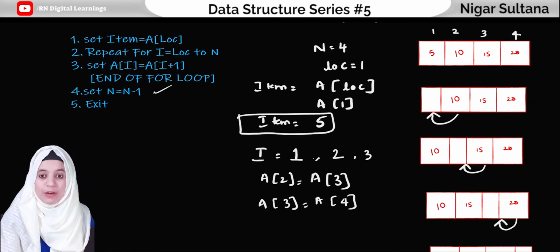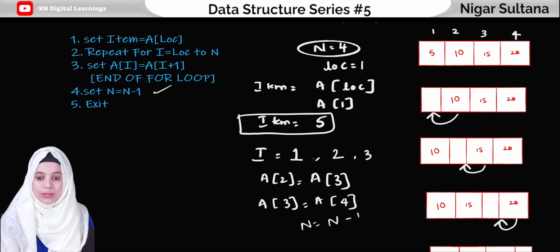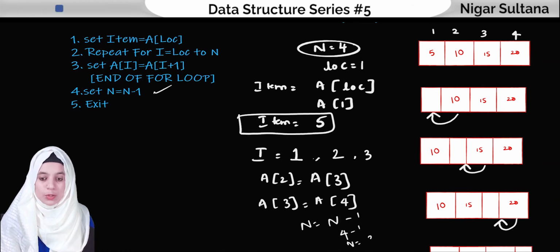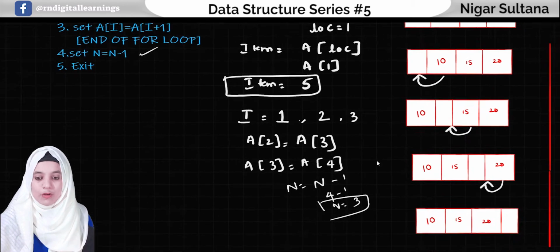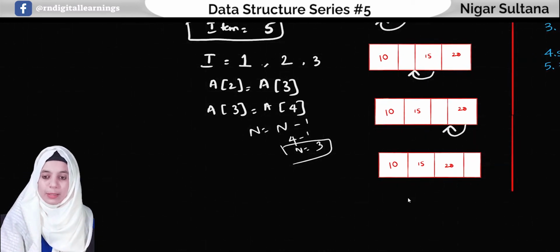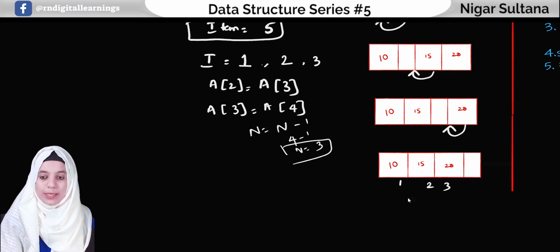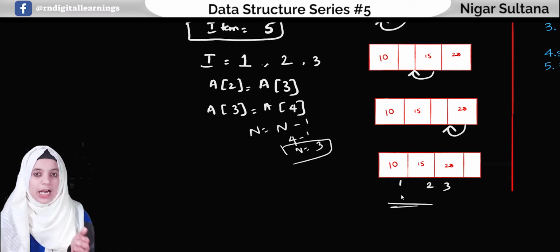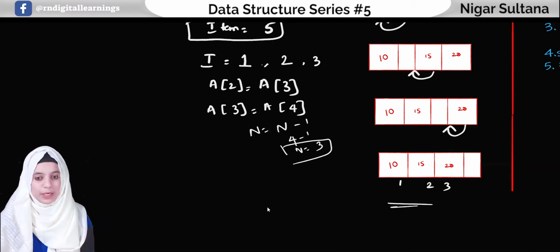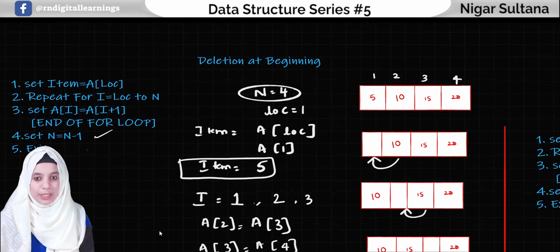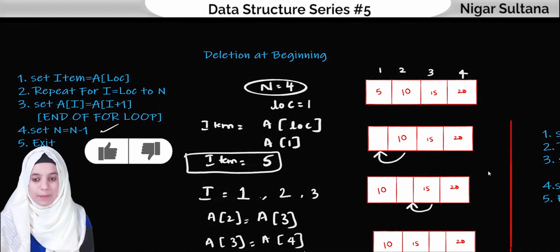See, initially the value of n was 4, isn't it? Now what happens when I decrement by one? n is equal to n minus 1. Initially it was 4, and 4 minus 1 gives n equal to 3. Now let's see the resulting array. We have 3 elements, that is 1, 2 and 3. So this is our resulting array after deleting an item from the beginning. I hope you have understood deletion at the beginning of an array.